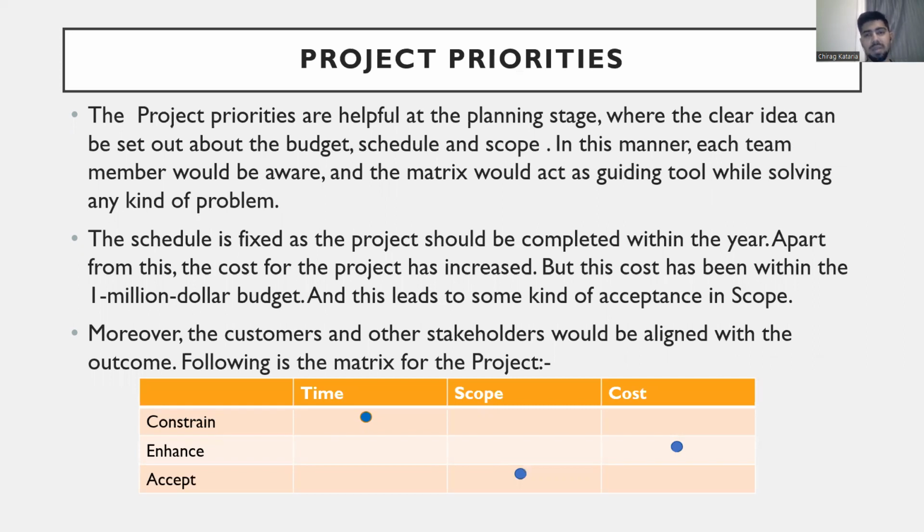The project priorities are very helpful at the planning stage, where they set out clear expectations of the budget, schedule, and scope. Now, taking a look at the matrix, it is very clear that time is a constraint for our project. The schedule for our project is basically 1 year, and the cost has been optimized, where it has been a bit increased, but this cost is within the budget of $1 million, and the scope has been a bit reduced over here. So there has been a tolerance of a bit with the scope.